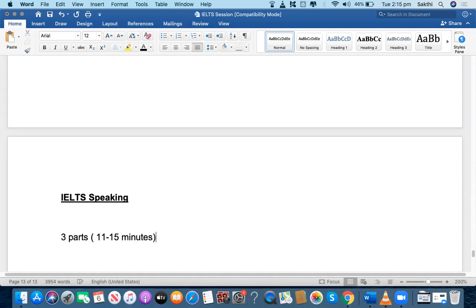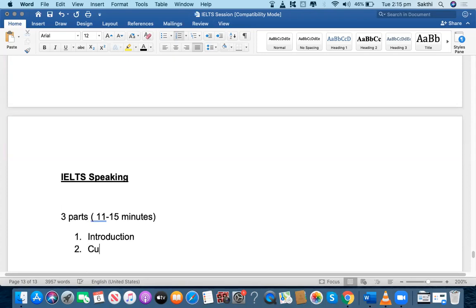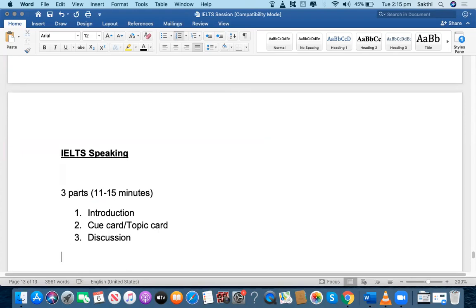All right. So there are three parts. Part one is what we call the introduction section. The second one is the cue card, or the topic card. And the third one is what we call the discussion section. So there are three different parts of the speaking examination, and you will be asked a range of questions of different types, and you need to answer them.